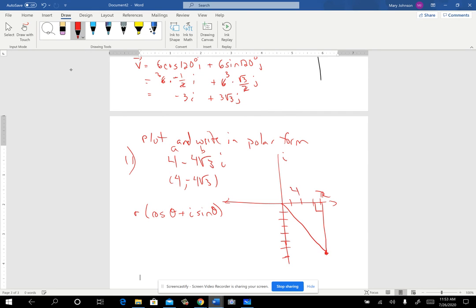This is 4. This is the -4 square root of 3. So we know how we're going to get the r. For r, we're just going to do the square root of 4 squared plus -4 square root of 3 squared.